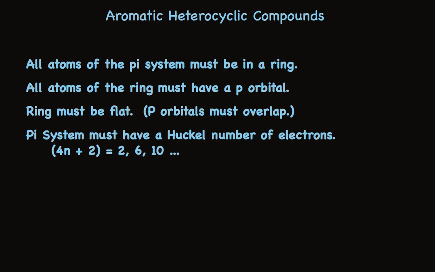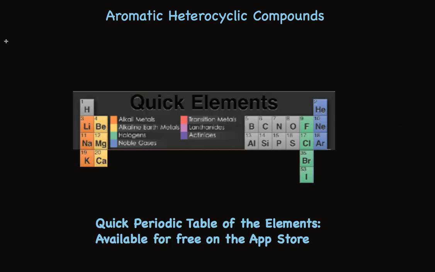That number is defined by a formula, 4n plus 2. In reality, it's either 2 electrons, 6 electrons, or 10 electrons in the pi system. Nowhere in this list does it say that all the atoms in the ring must be carbon. And it turns out that's not true. Aromatic rings that have either nitrogen or oxygen in the ring are common. Before I give you some examples, let's take a quick look at the periodic table.